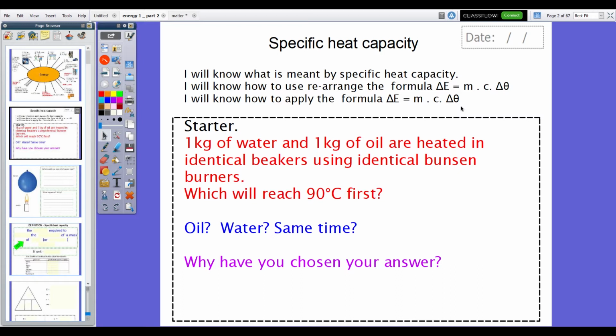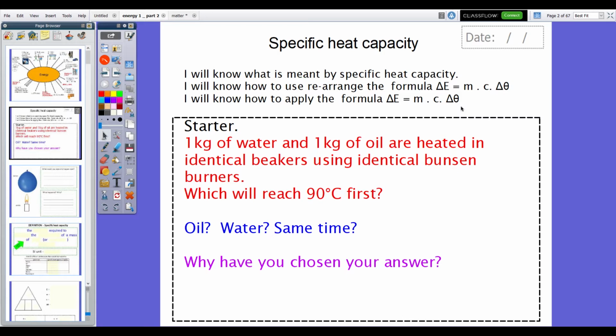4, 3, 2, 1. Okay, well, you've obviously made a decision. Well, the answer is, even though oil can actually go up to quite a high temperature before it changes state or burns, actually water takes more energy to heat it up. So which will reach 90 degrees first? Well, it will actually be oil.